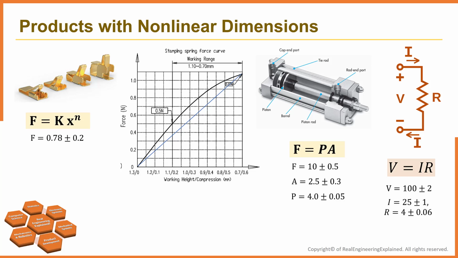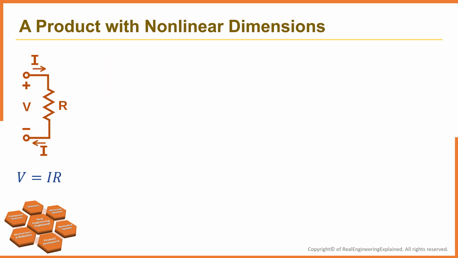In the first example, F equals K multiplied by X to the power N. In the second example, the force is equal to pressure multiplied by A. And in the third example, the voltage is equal to current multiplied by resistance. The question here is how to do Six Sigma design for products with nonlinear dimensions.